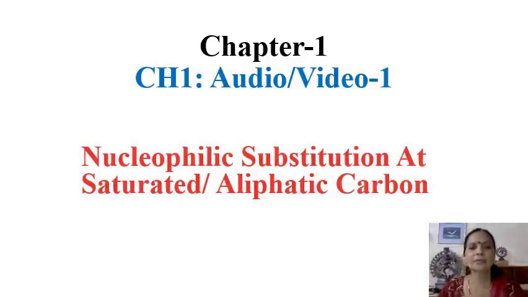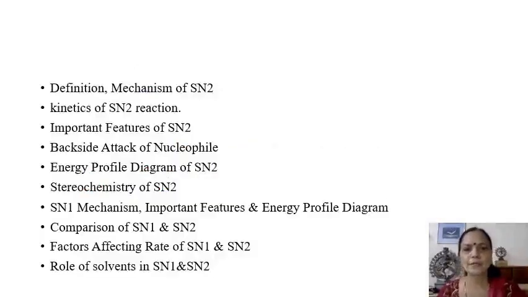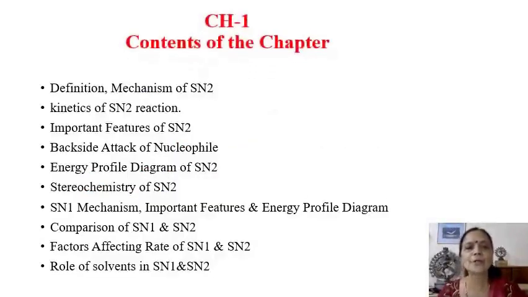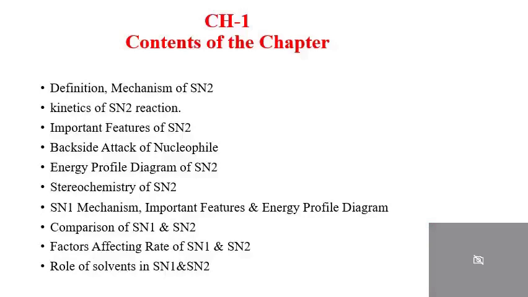Now we are going to start the topic nucleophilic substitution reaction at saturated carbon. Before going to this, you must know what a nucleophile is and what an electrophile is. These basic things you must know. Then see, what is a nucleophile? A nucleophile is a species which is electron rich in nature, while an electrophile is a species which is electron deficient. Therefore, these are the basic things: nucleophile as well as electrophile.